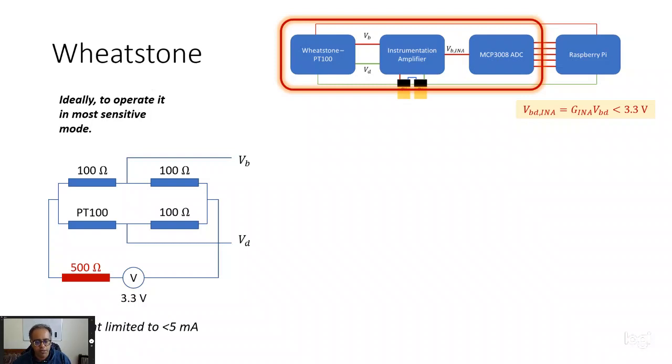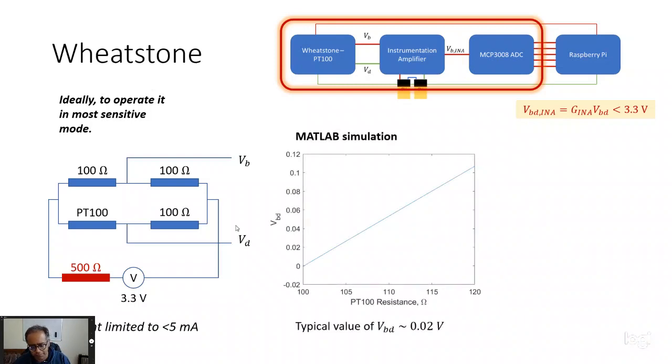Alright. So once we have that, we can also estimate what will be the typical voltage values. So we can vary the PT100 resistance over a given range and see what will be the typical value. And if we do a quick simulation, we see that it is in the range of 0.02 volts, right, 20 millivolts. So the differential voltage output from the Wheatstone bridge will be of the order of 20 millivolts, right?